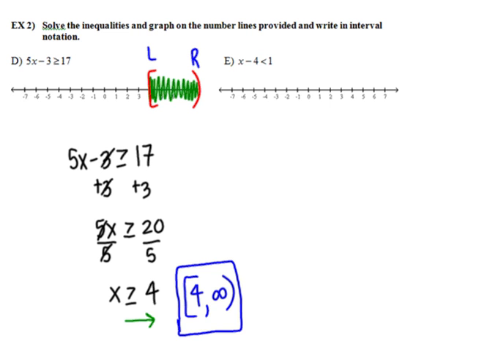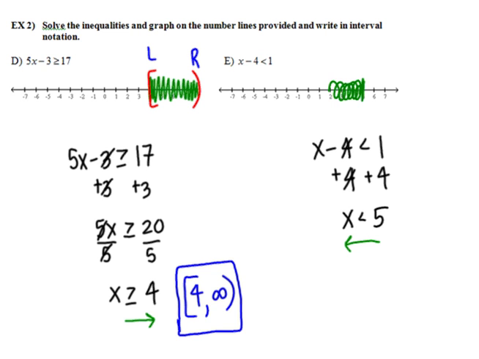Looking at our next one, we have x minus 4 is less than 1. To get x by itself, I'm going to move the 4. So I'm going to add 4 to both sides, and I get that x is less than 5. Let's put that on our number line. On our number line at the top of the page, I find the number 5. It is pointing in this direction, which is my left direction. Less than is left. I'm going to shade it towards the left, all the way over.